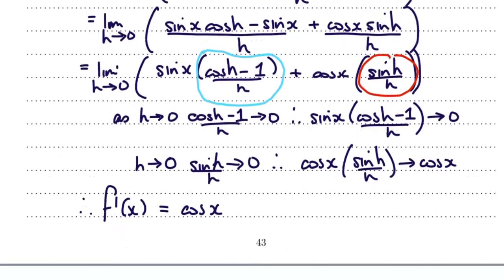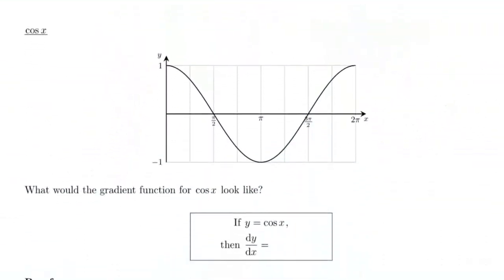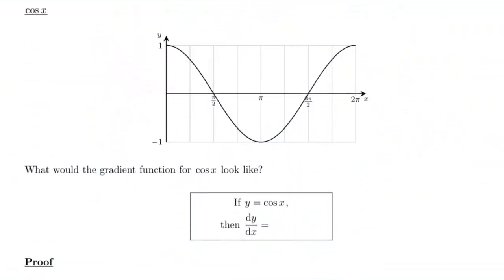Now, you can also do the same with cos x. If you do a gradient graph for cos x, where the graph is drawn in radians, this is the graph you get. And you'll notice that that is negative sine x.